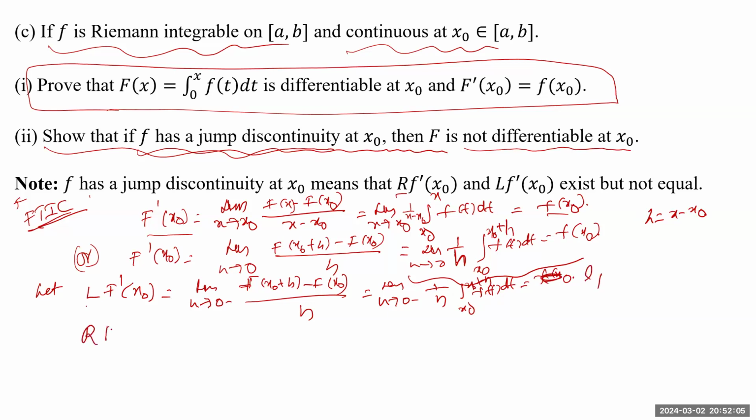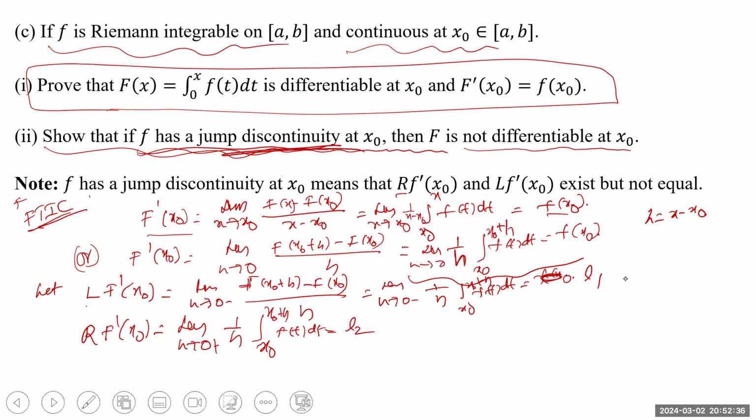So we can call that one L1. Similarly, the right derivative at x naught is the same thing: the limit as h tends to 0 plus of 1 over h times the integral from x naught to x naught plus h of f of t dt, equal to L2, let us say. So what is this question's assumption? f has a jump discontinuity, so the limits exist, the right-hand limit and the left-hand limit.